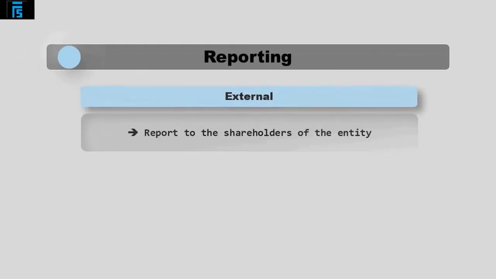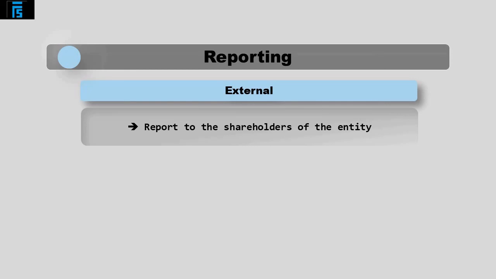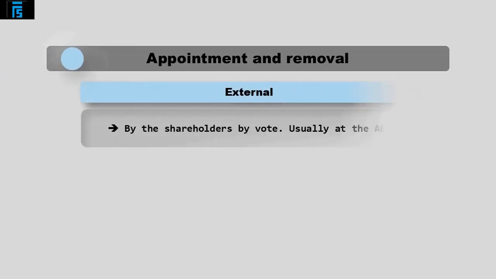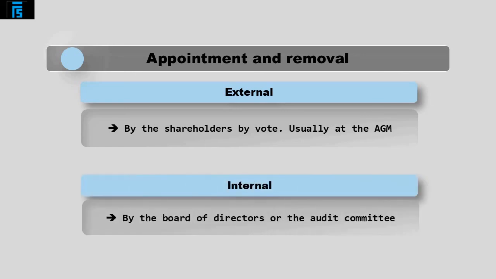External auditors report to the shareholders of the entity. Internal auditors report to the directors or the audit committee if available. External auditors are appointed and removed by the shareholders. This is done by vote, usually at the AGM. Internal auditors are appointed and removed by the board of directors or the audit committee if available.